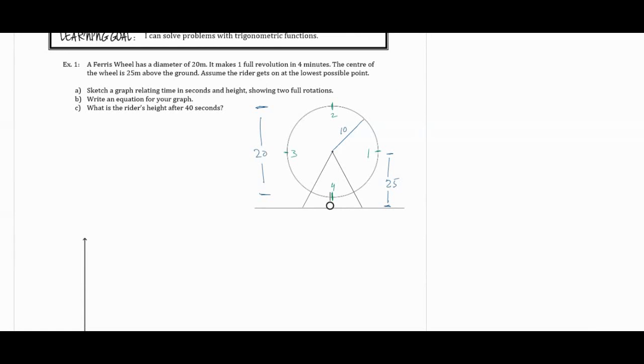So this says, assume the rider gets on at the lowest possible point. So I'm just going to stick a point here on the graph. But do we know what point that is? Hold on, so then it says 2 rotations. We're going to do cosine because it's easier. So 1 rotation would look like that. Back to the minimum again. And then another rotation would look like that.